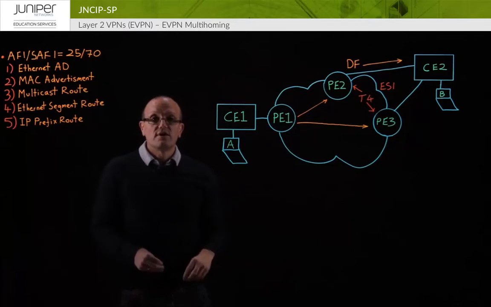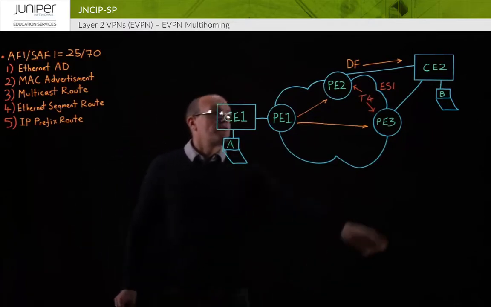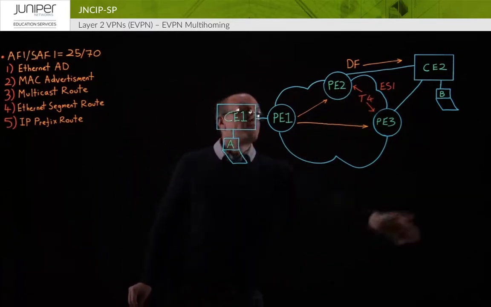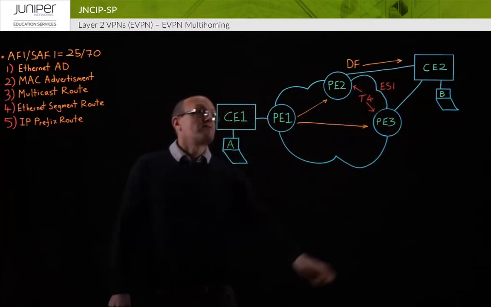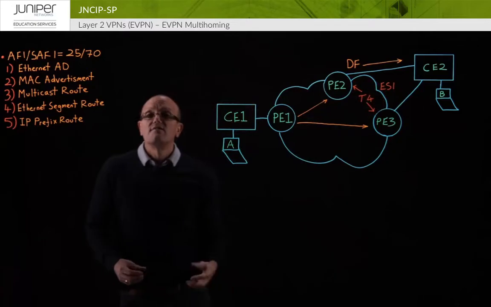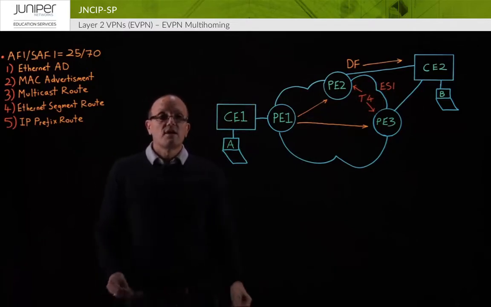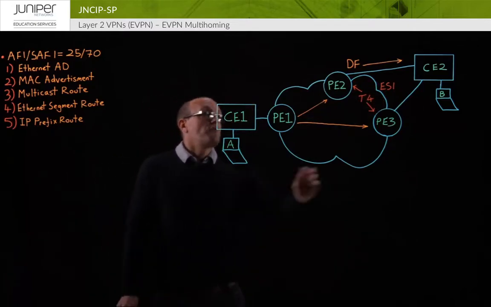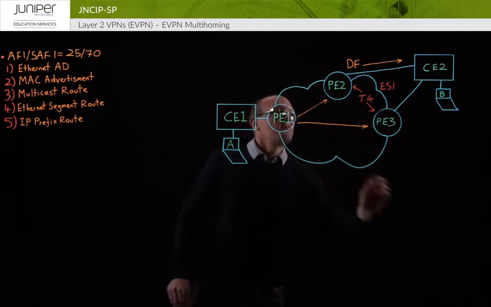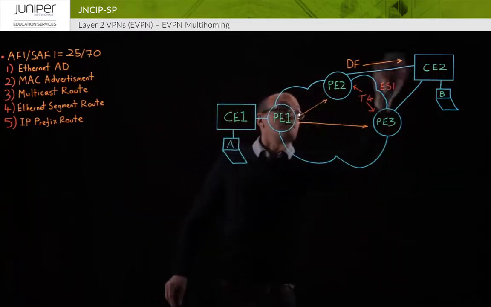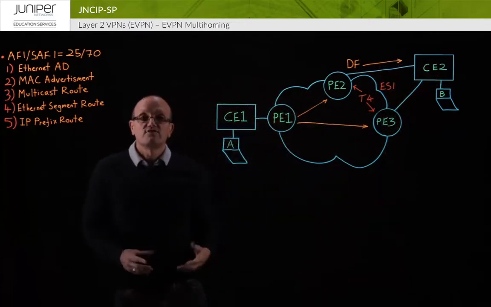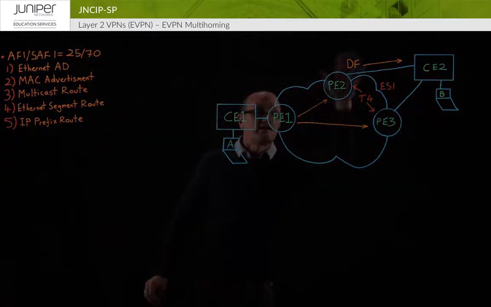What we then do is that we use type 4 routes that refer to this Ethernet segment identifier to elect the designated forwarder for that Ethernet segment. Thereby, only one of the PEs interconnected to the CE is going to forward broadcast traffic to it, so we're removing the chances of any kind of forwarding loop.